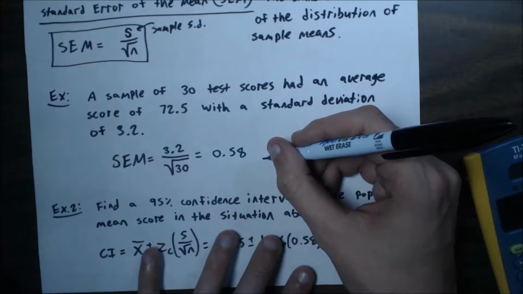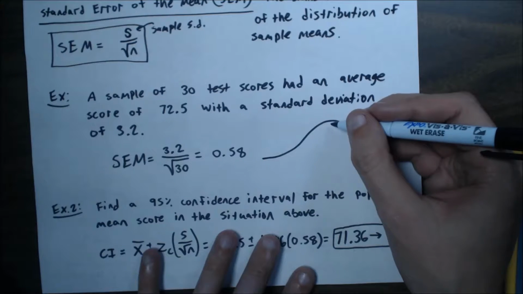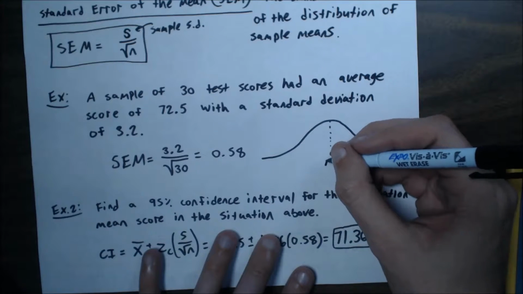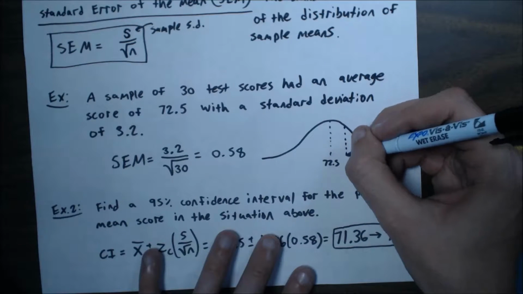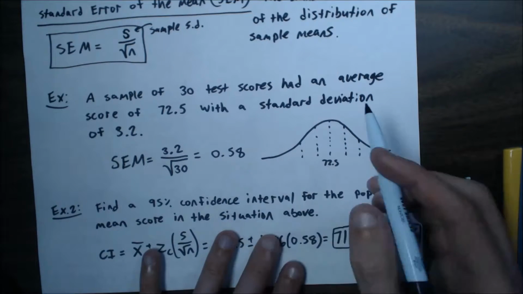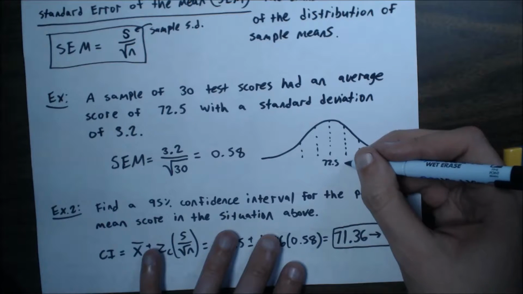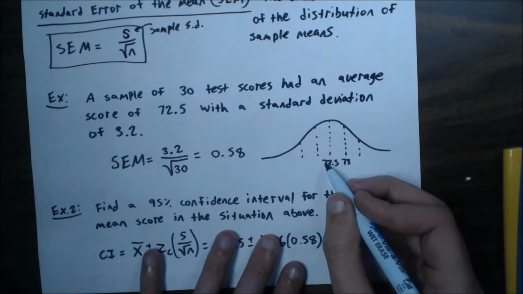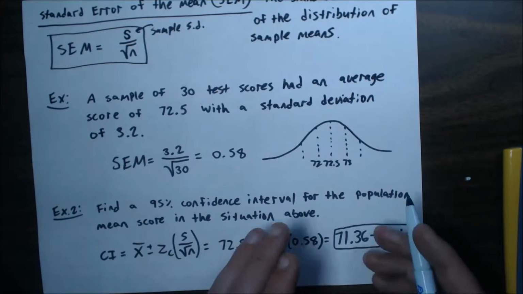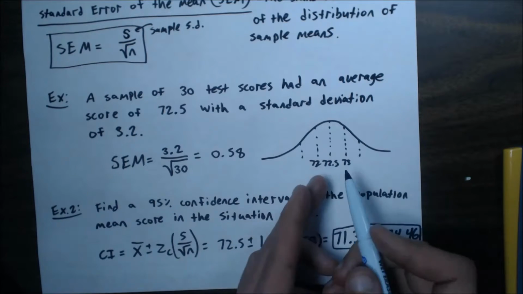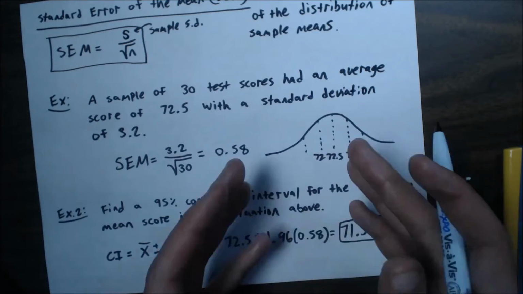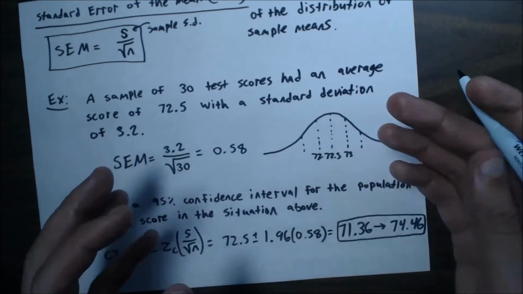In other words, I can actually draw this normal distribution. Our sample mean was 72.5 with a standard deviation of 0.58. So if I add 0.58 here, that'd be something about like 73 point something. And if I subtract 0.58 here, it'd be close to 72, a little less than 72. But you see, if I add this number and subtract that number, this is the standard deviation. So remember, the SEM is the standard deviation approximately of if I were to take lots and lots of test score samples, okay?